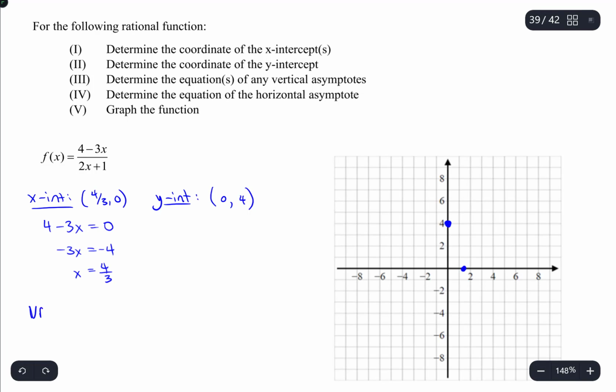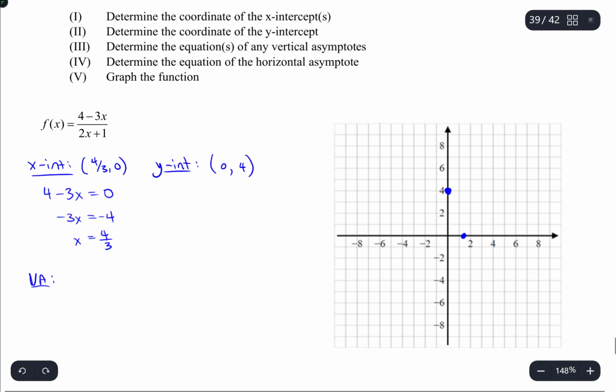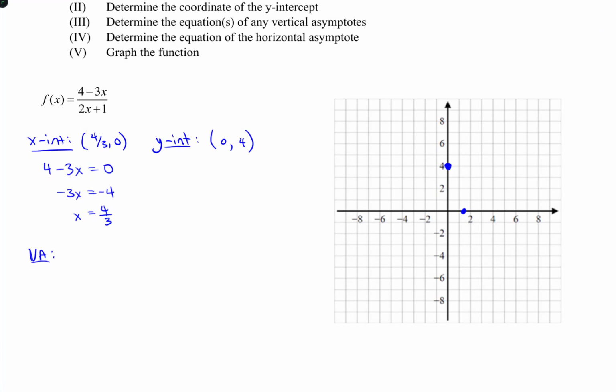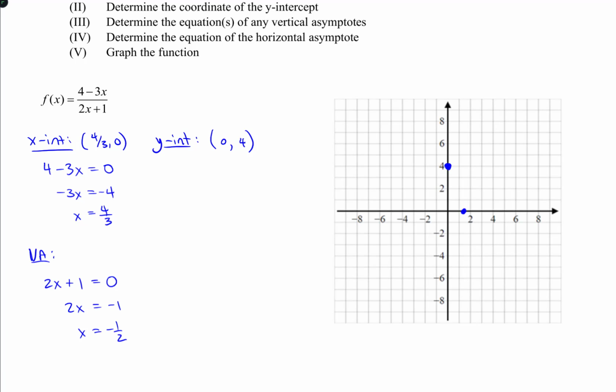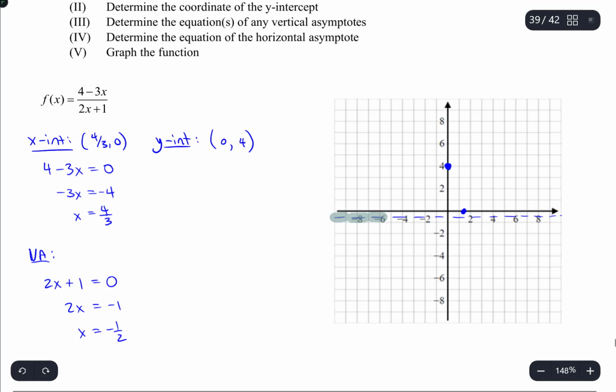The vertical asymptotes. Vertical asymptotes are similar in concept to the x-intercepts, but it's where the denominator is equal to 0. So if I take this equation in the denominator and set it to 0 and solve, I get x equals negative 1/2. So x equals negative 1/2 is a horizontal line here at, whoops, vertical asymptote. It's obviously not a horizontal line, it's a vertical line at negative 1/2. So there we go.